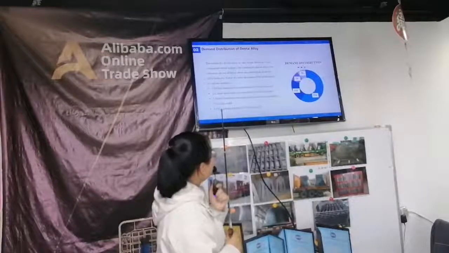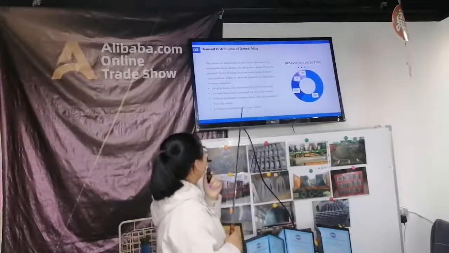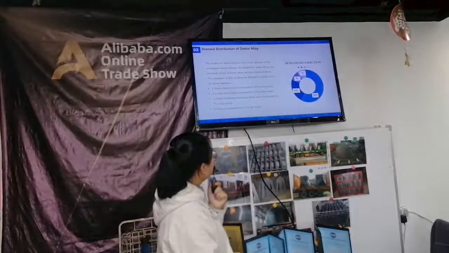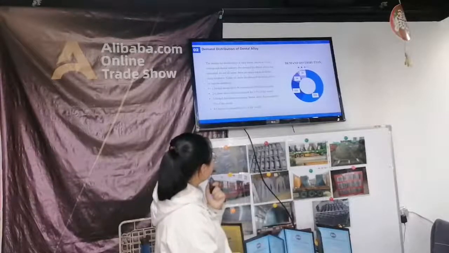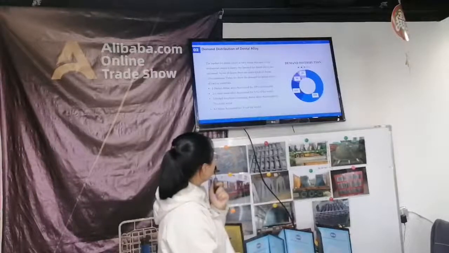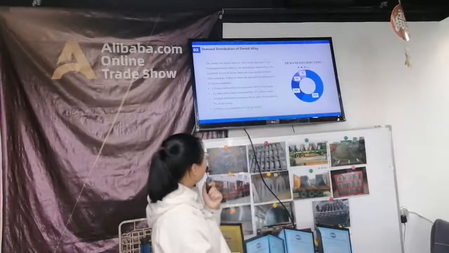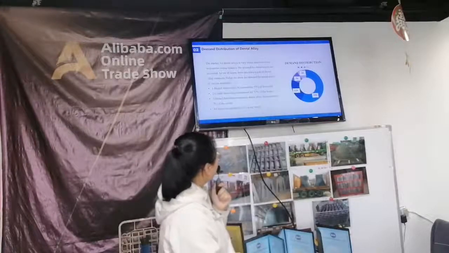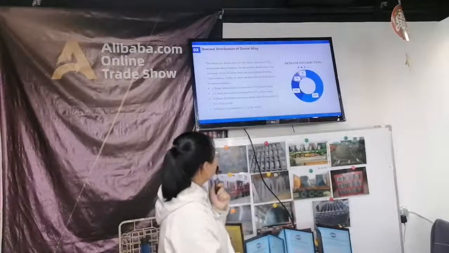Next, demand distribution of dental alloy. The market for dental alloy is very broad because of the widespread dental industry. The demand for dental alloy has increased. As we all know, there are many types of dental alloy materials. Today, we share the demand for dental alloy of various materials.